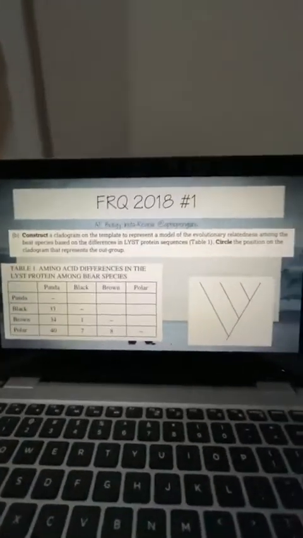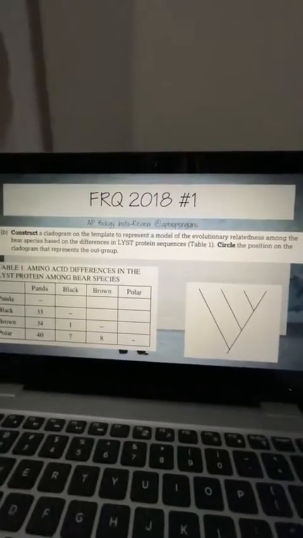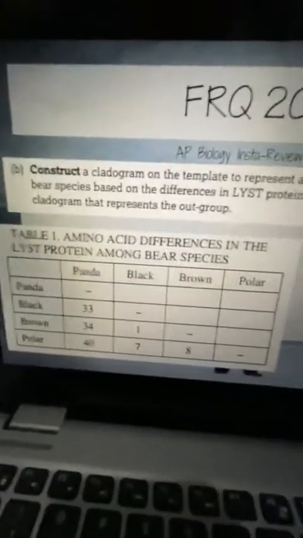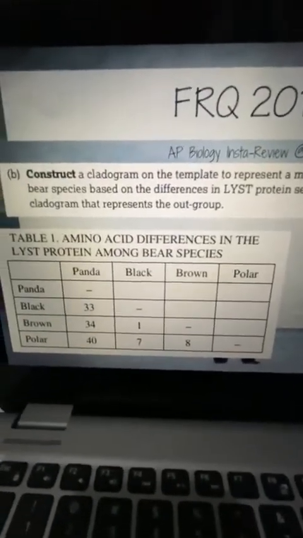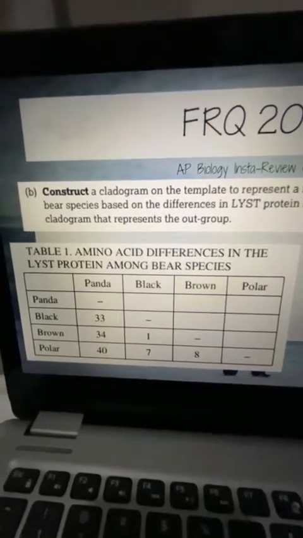So we now have to construct a cladogram based on the template to represent the model of evolutionary relatedness. Again, they've given us that tree, so we are easily able to just fill it in. Circle the position on the cladogram that represents the outgroup. First thing I have to do is look at my data. Now here's another one where they did not put it in order. Notice, where is our lowest number of differences? Where is the lowest number that we see?